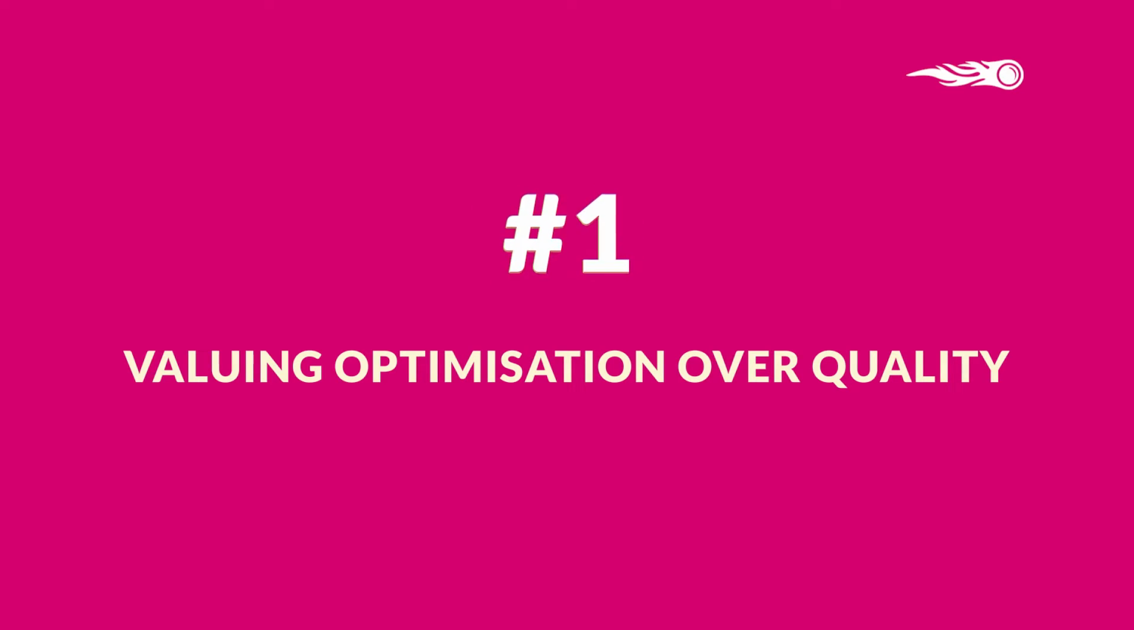Number one is valuing optimization over quality. So if you've ever uploaded a video to YouTube and then been hugely disappointed by the number of views it had, what was the first thing that you looked at? For most people, they look at their optimization and they assume perhaps they didn't use the right keywords or maybe they didn't have the right metadata. An important consideration is that optimization on YouTube is really just a multiplier of quality.